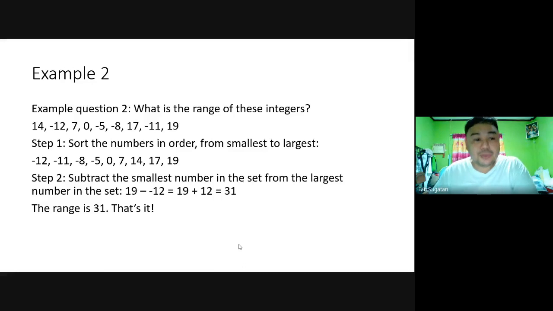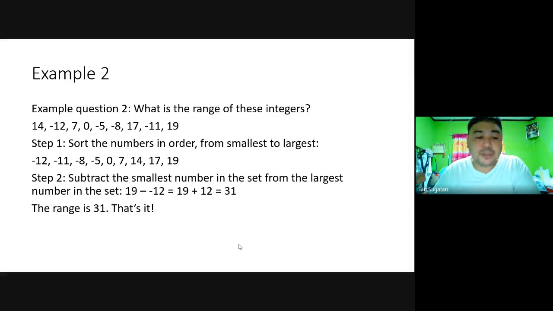Okay, so let's go to another example. We have example number 2. The question is, what is the range of these integers? 14, negative 12, 7, 0, negative 5, negative 8, 17, negative 11, and 19. Step number 1 is to sort the numbers in order from smallest to largest. So the smallest will be negative 12, negative 11, negative 8, negative 5, 0, 7, 14, 17, and 19.